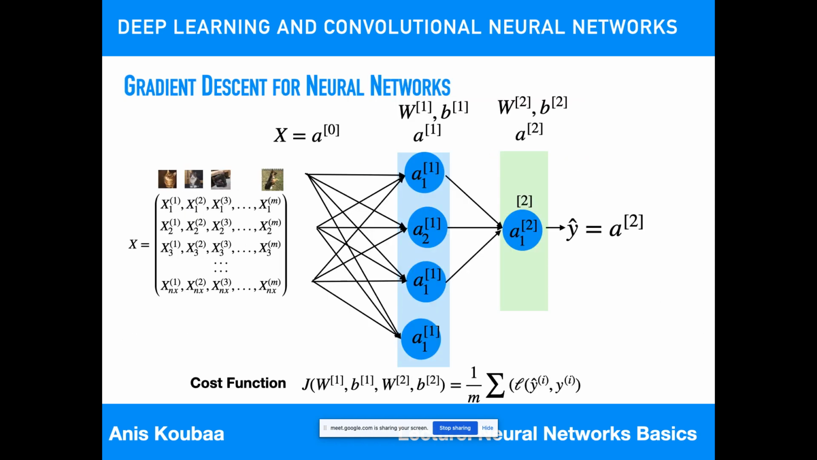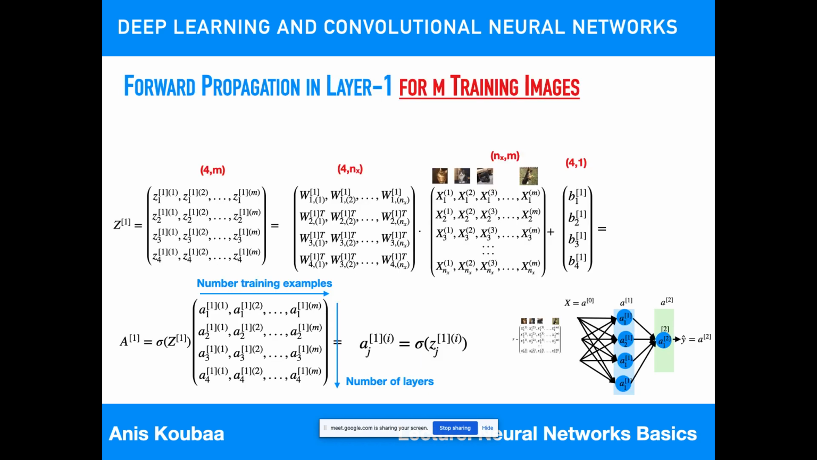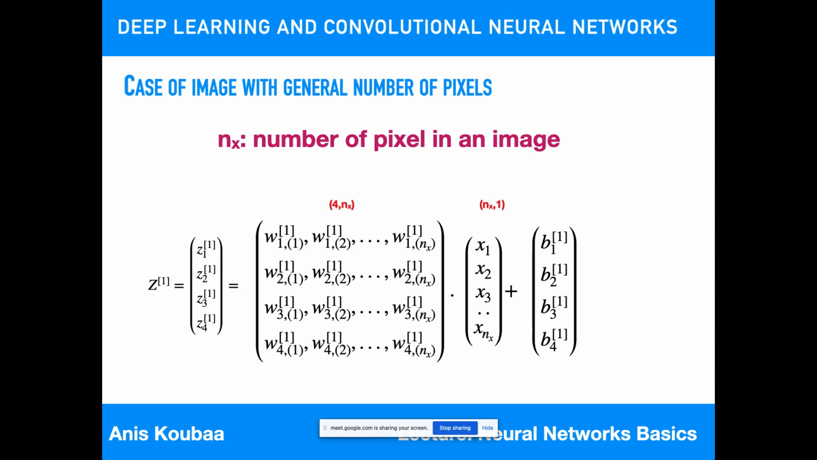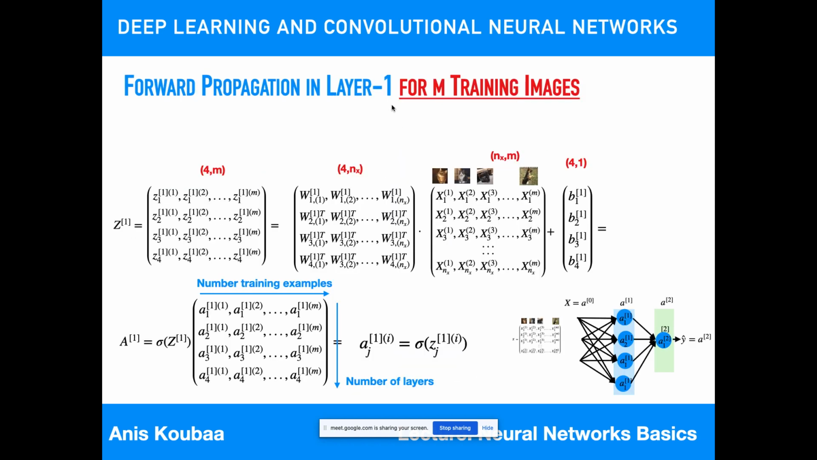Okay, so now considering this network with M training examples. For M training examples, first of all, we have nx by m. Here in this example, we have only nx by 1. So now we will consider the case of M training examples. So this one will become nx by m. The weight matrix will not change. It will be just 4 by nx. Same thing for the bias. Okay, and this makes sense.